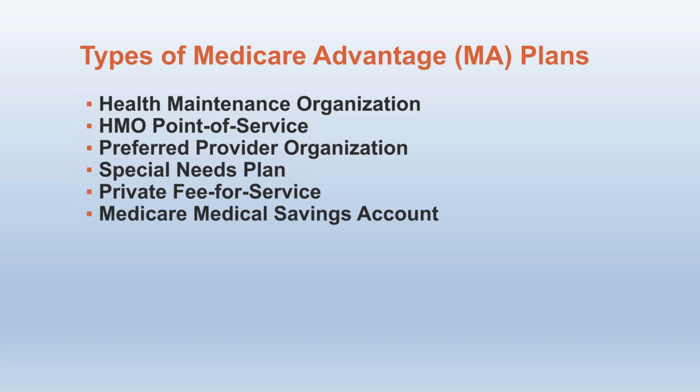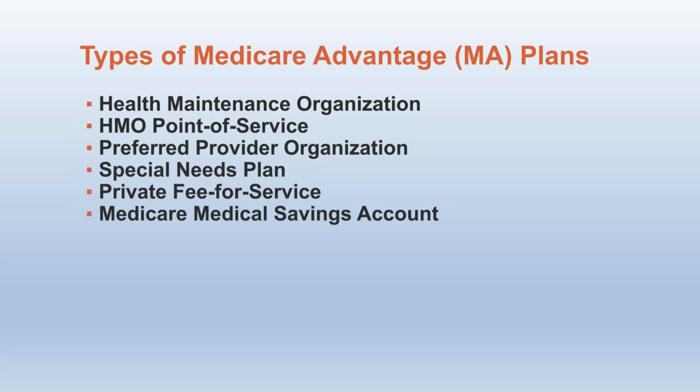Special needs plans. SNPs provide focused and specialized health care for specific groups of people, like those who have both Medicare and Medicaid, who live in a nursing home, or have certain chronic medical conditions.